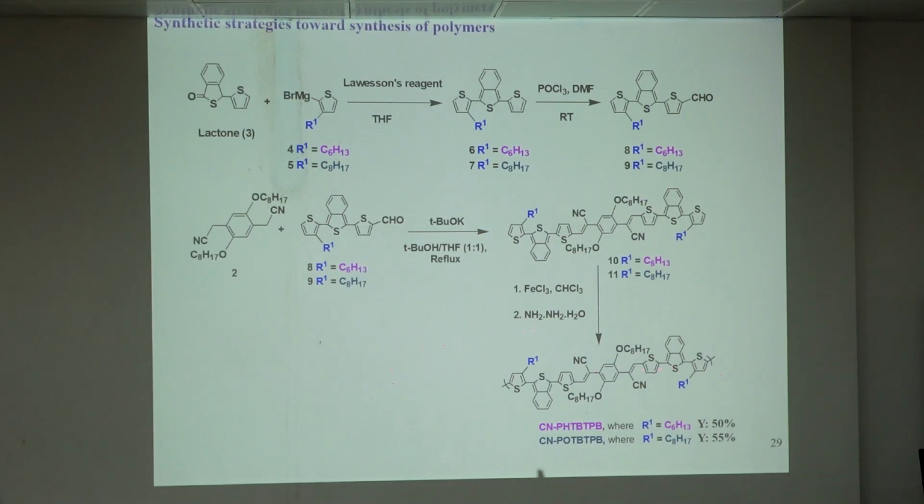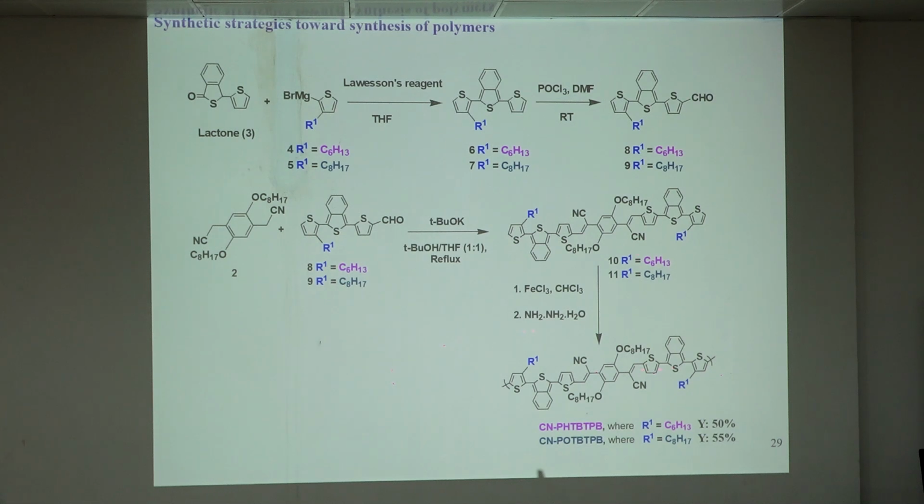Then we prepare another thiophene-based compound, starting from a different base, a lactone base, and we get another compound. All thiophene. We condense this with the previous octyl-based compound and make three compounds, the C6H13 one, so we get a monomer. Then we take ferric chloride and make a polymer.